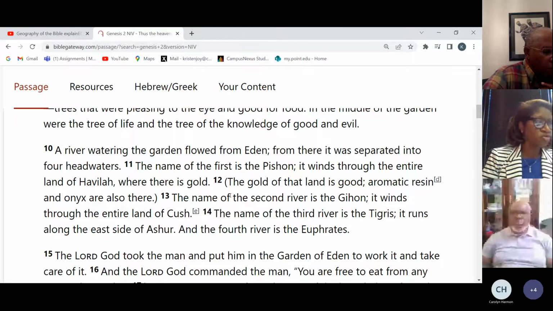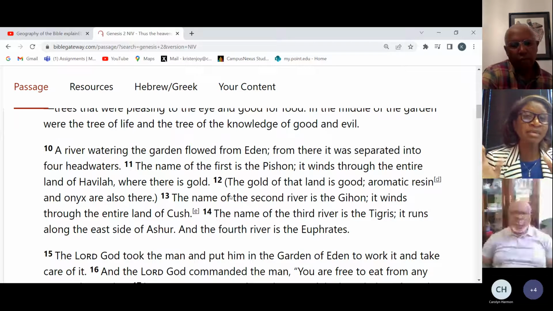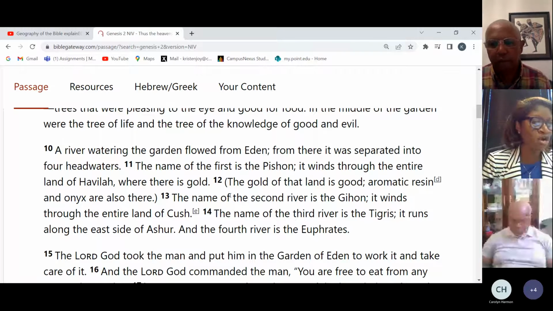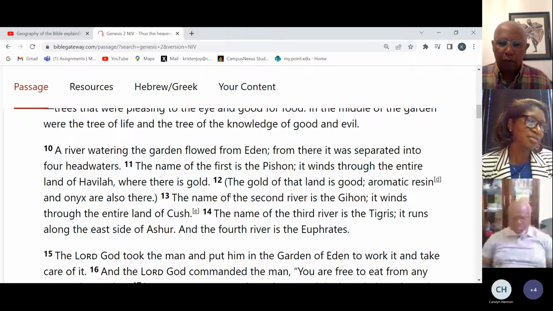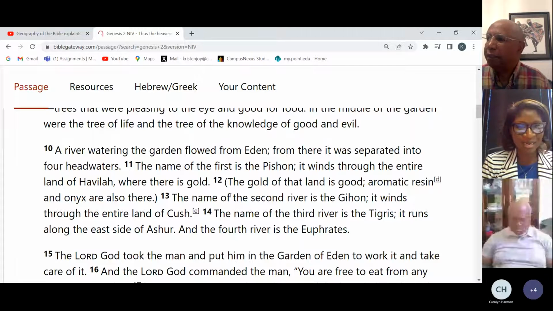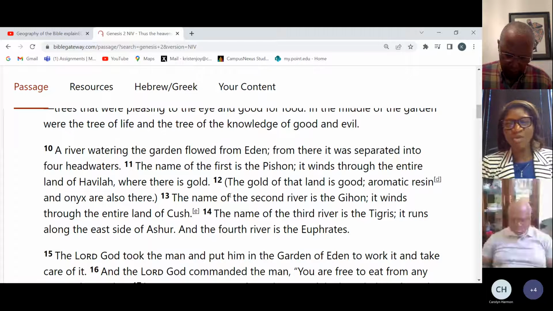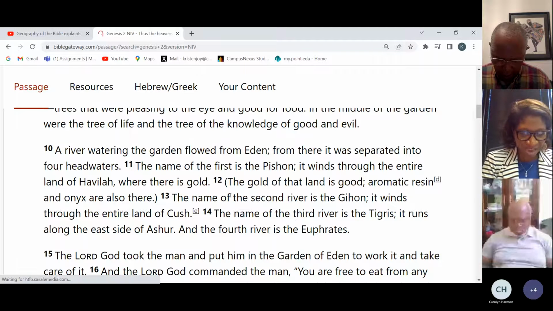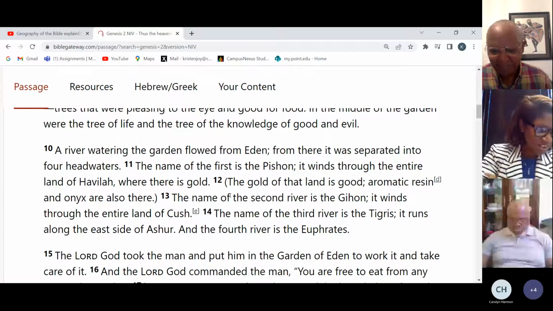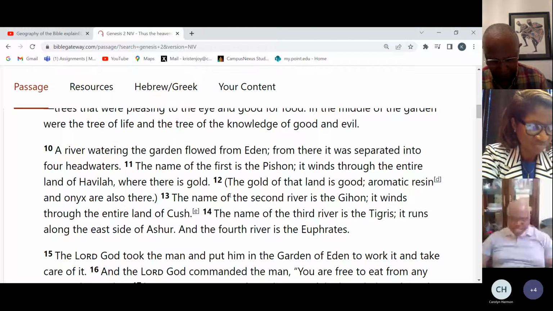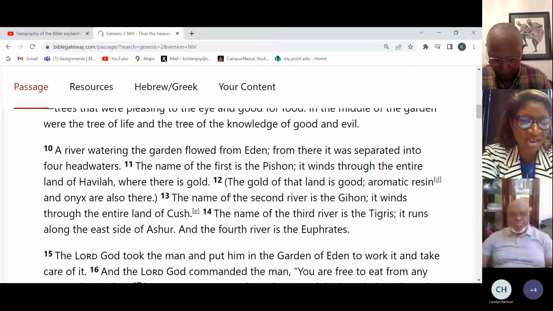Cush. Somebody do a search. Where is modern day Cush, or what is modern day Cush? Egypt. Is it Egypt or Ethiopia? Which one? You got a right answer there. Ethiopia? Ethiopia. Very good. James, you had the right one. Sudan and Egypt. You got Sudan and Egypt.